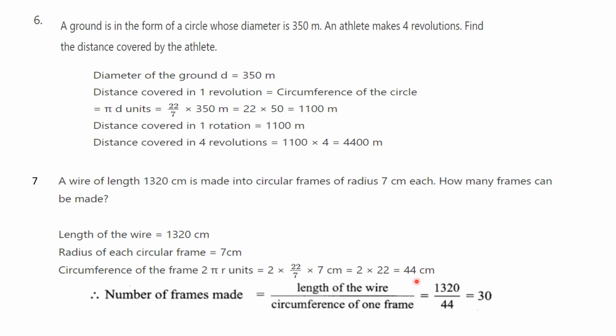Number of frames made is length of wire by circumference of one frame. So 1320 by 44, you cancel with the 11 table. First 4 11s are 44, and 11 and 120 will come. And for 4 and 120 you cancel with the 4 table, you get 30. So number of frames is 30.